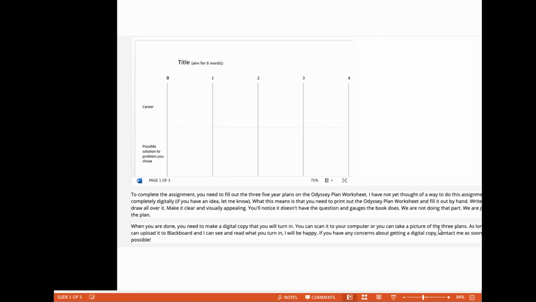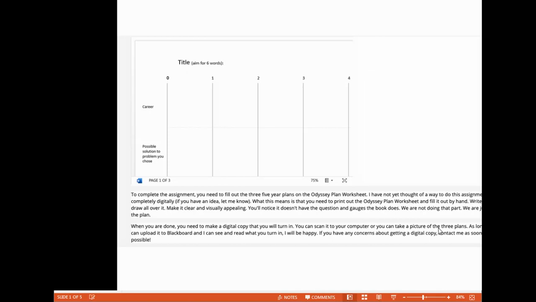So this is what the little table looks like that you'll be filling out. I haven't thought of a way to do this completely digitally, but unless your skills are super high, go for that. But what it means is most of you will be printing out the Odyssey plan worksheet and filling it in by hand. You can write or draw all over it. Make it clear, please, so I can tell what you're representing, especially if it's images.